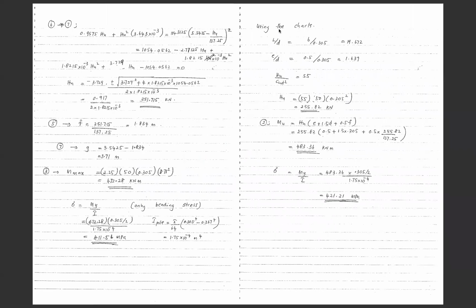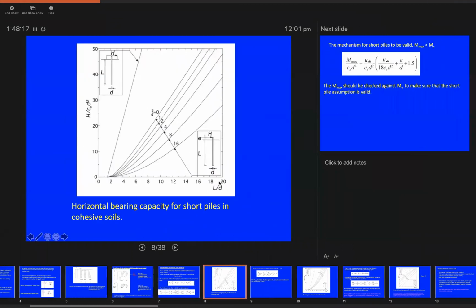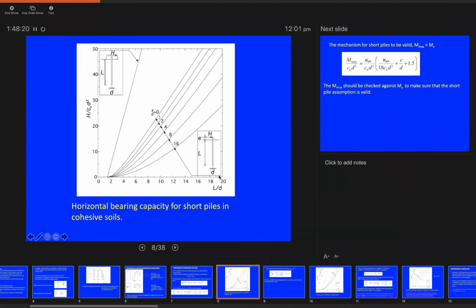So if you use these charts, you can have L over D in the questions: length of the pile 6 divided by diameter of the pile 0.305, and e over D as 0.5 divided by 0.305, and that will give us 19.6 and 1.639. If we go to the respective chart, you can see the value of 19.6. If you draw a vertical line until you cross with the respective 1.6, you can see that in this particular case, the crossing of these two curves will be somewhere out of the range.